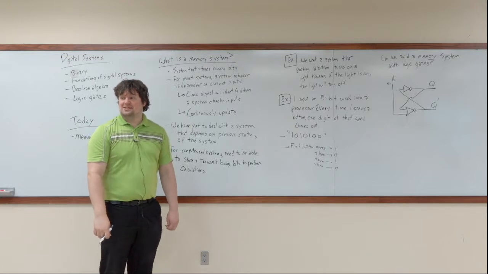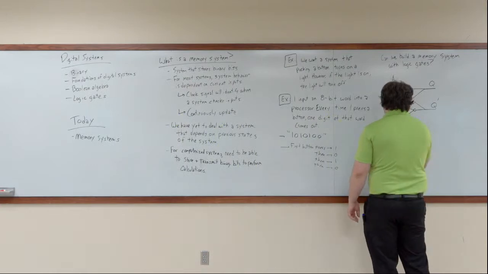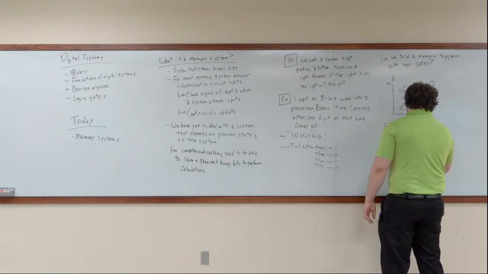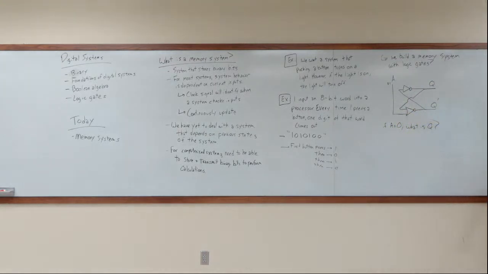So, let's talk it through. If A is 0, what is Q? John, you're just over there looking like you're absolutely lost. That's fair. This is a weird concept. This is why we're still in chapter 7. There's just so much to unpack.